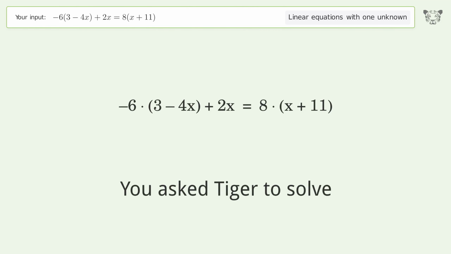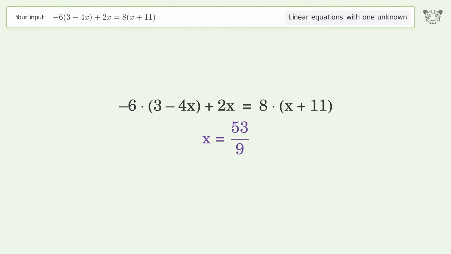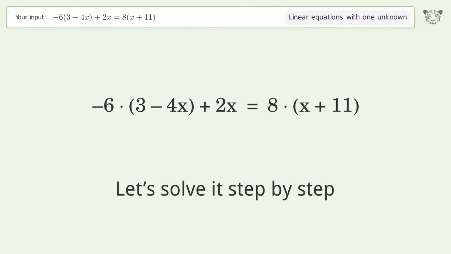You ask Tiger to solve this. This deals with linear equations with one unknown. The final result is x equals 53/9. Let's solve it step by step.